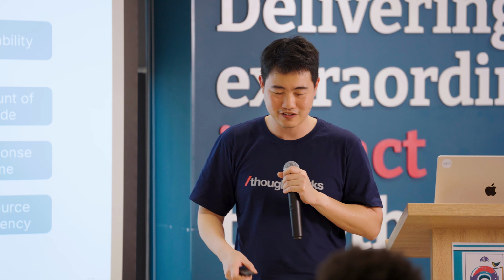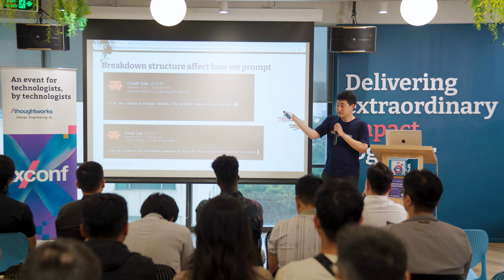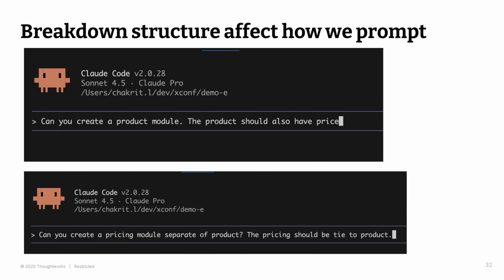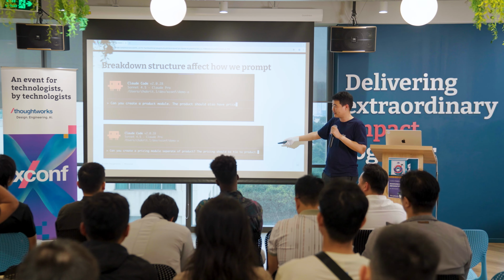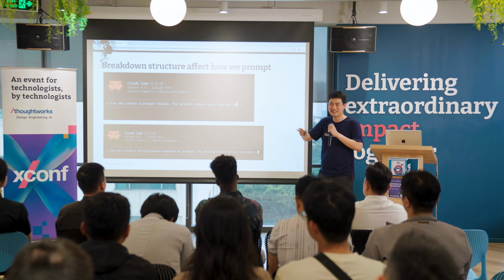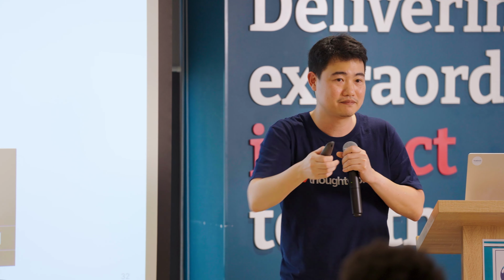And what are you looking for? That's a very big question. And even if we ditch the idea of handcrafting code, when we break down the structure, it also affects how we prompt. I can say create a product module, product should have price, and it prompts the AI to put price in the product. But if I say create a pricing module separately, or make sure it supports multiple prices upfront, it will output a different structure.